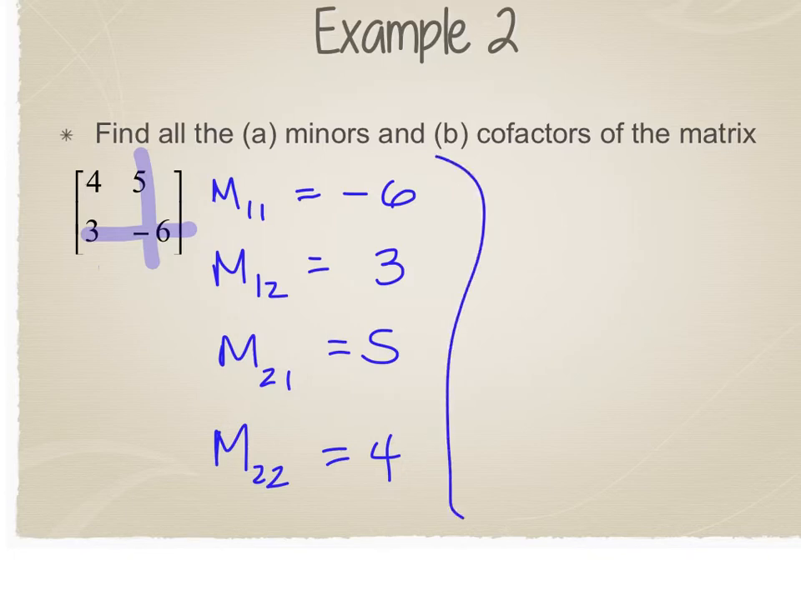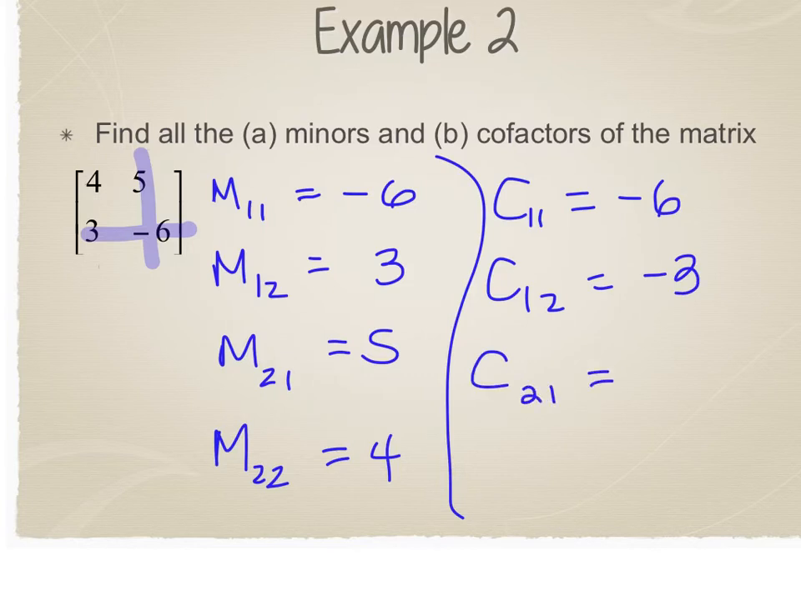Then the cofactors, I changed the sign on the second and the third one. So cofactor 1, 1 would stay -6. Cofactor 1, 2 would become -3. Cofactor 2, 1 changes to -5, and cofactor 2, 2 stays +4. So just the middle two change sign.